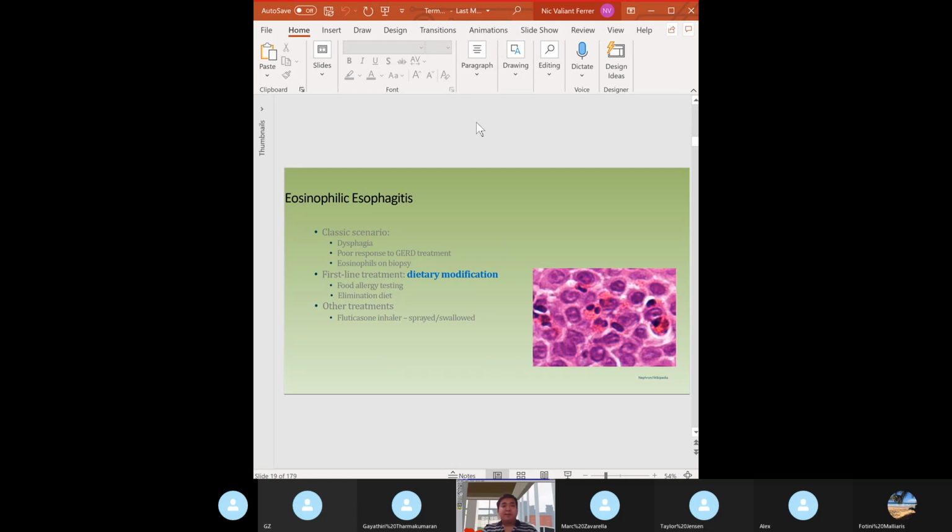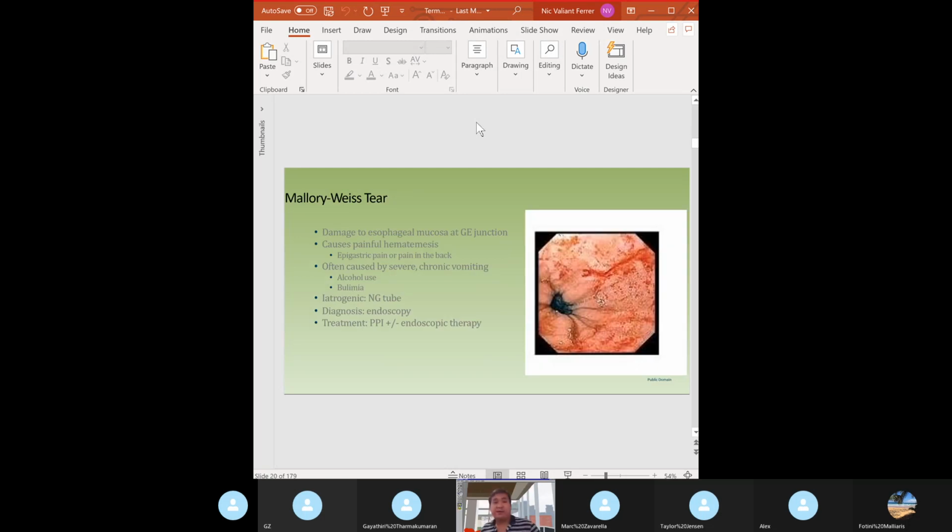Okay? Another high yield is Mallory-Weiss tear. So you have damage to what? Esophageal mucosa at your GE junction. Causes what? Painful, high yield, painful hematemesis. So you have epigastric pain or pain in the back. Caused by what? Severe chronic vomiting. Due to what? Alcohol use or bulimia.